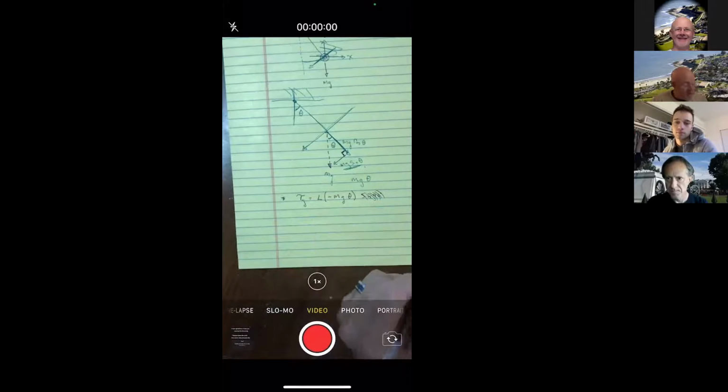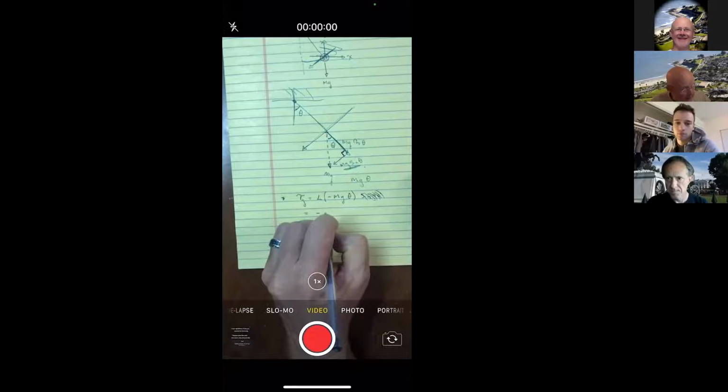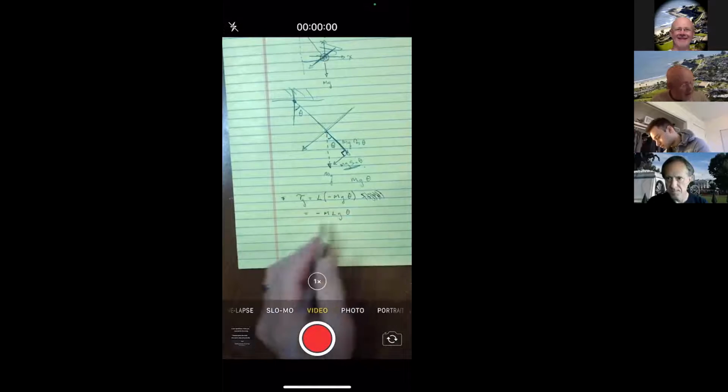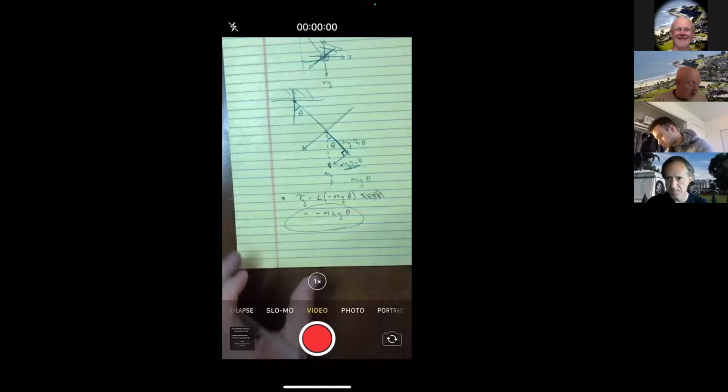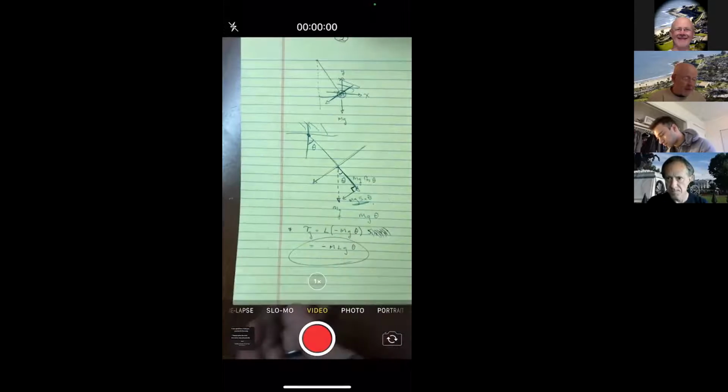So I'll cross that out and put the minus in front. I will put the M first, then the L, then the G, then the sine theta, and I'll circle it and say, okay, that's the torque I get from the force of gravity.